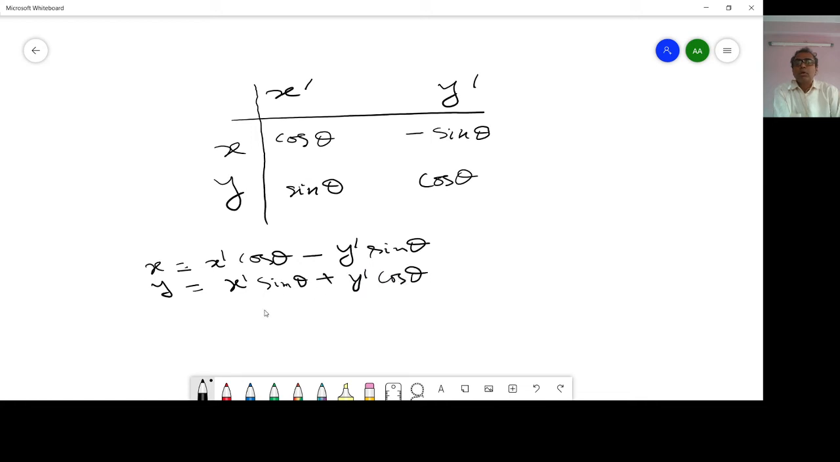This is the formula of rotation, and this is the inverse formula: x dash equals x cos theta plus y sin theta, and y dash equals minus x sin theta plus y cos theta.